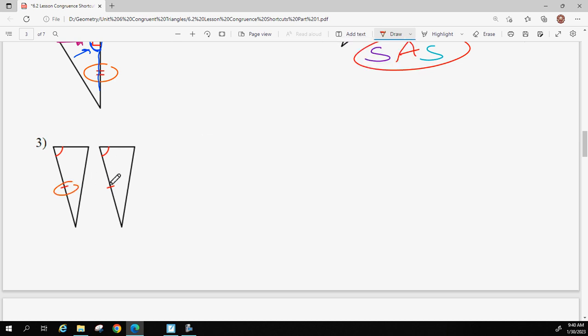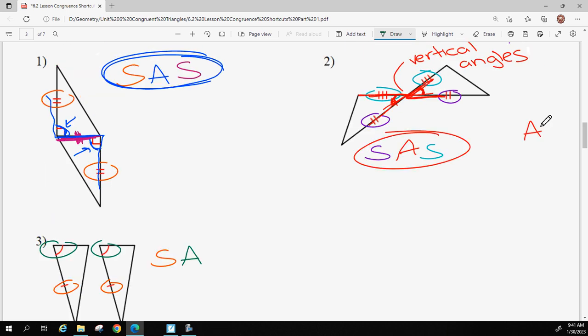Let's look at this last one. I have a pair of sides. I have a pair of angles. But I don't have anything more, and I don't have anything in this picture that tells me that I have reflexive property. That doesn't exist. There's no overlap. I don't have any vertical angles, again, because they're not overlapping. To have vertical angles, we have to have some sort of connection between the two triangles.